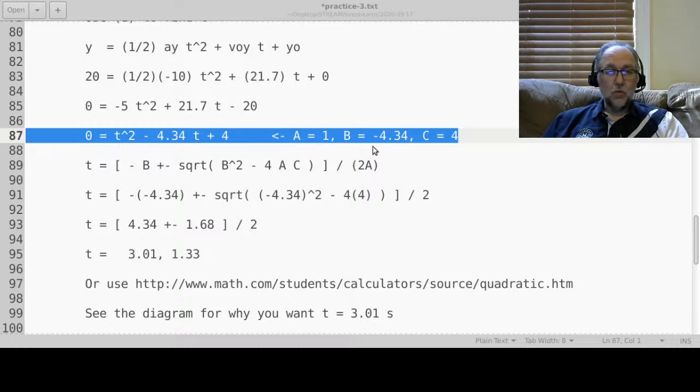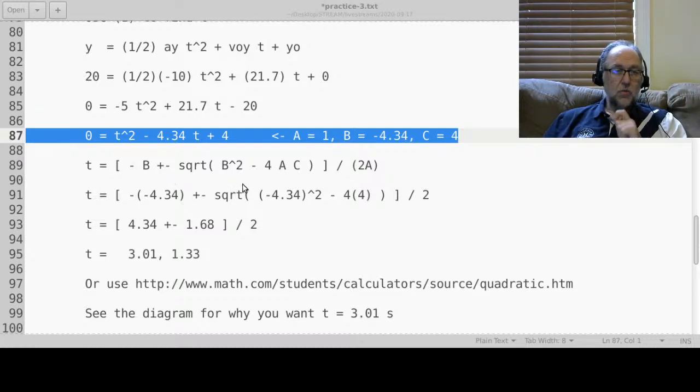And that means that A is equal to 1, B is equal to negative 4.34, and C is equal to 4. Okay, the quadratic equation formula, T is equal to minus B plus or minus, because there's always two roots, the square root of B squared minus 4AC divided by 2A. Remember, capital A is 1. Okay, so substituting in the numbers, that's minus B. Watch it, it's minus, even though B is negative, there's another minus in front, so it's minus 4.34.